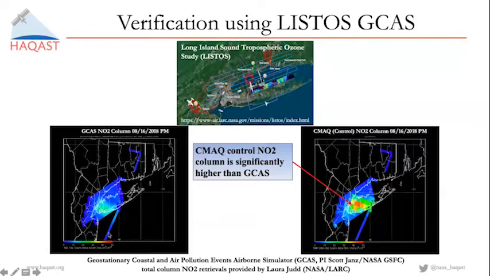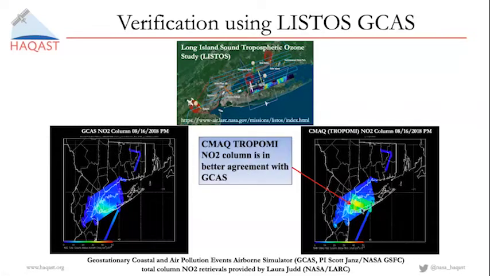I'm just showing one particular day. This is the NO2 column that we get from GCAS on August 16th, 2018. You can see this plume that's going to the southeast away from New York City. Here's the CMAQ control experiment. You can see that the NO2 column is significantly higher than GCAS. If we then look at the results where we've constrained the emissions using TROPOMI data assimilation, you can see a significant reduction in the column as modeled compared to the measurements. It's still high, but it's a significant reduction. And we did that kind of statistic for all the GCAS flights.